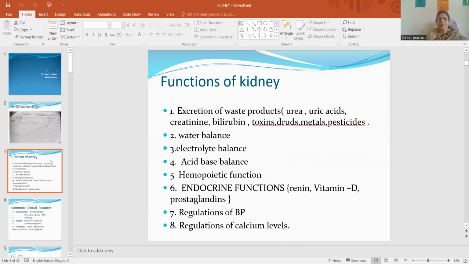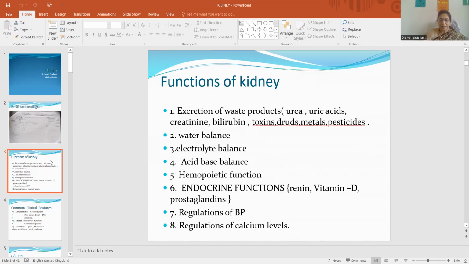Water balance is the second main function of the kidney. If we are thirsty, then obviously the urine output will be less, or in the summer season the urine output is less, while in winter or any season the urine output is more. So in that way the water balance is maintained. Electrolyte balance is the third major function of the kidney, especially the potassium and the sodium. Acid-base balance is the major function of the kidney, maintaining the pH of the blood or the body.